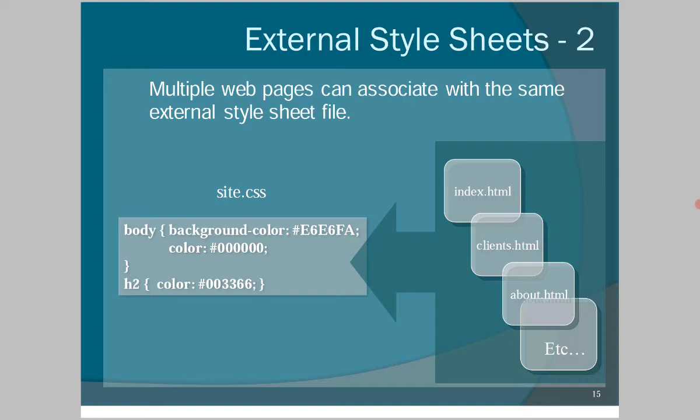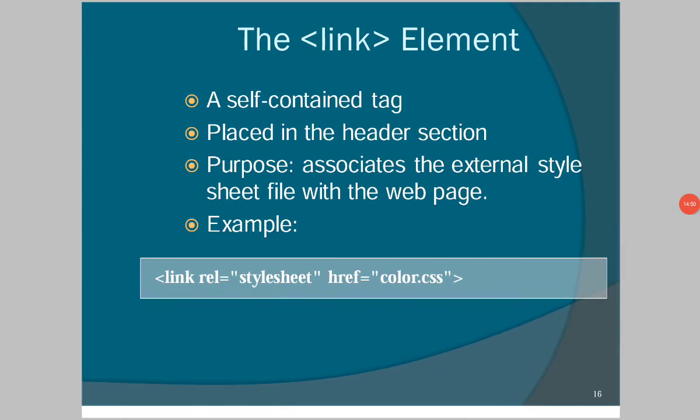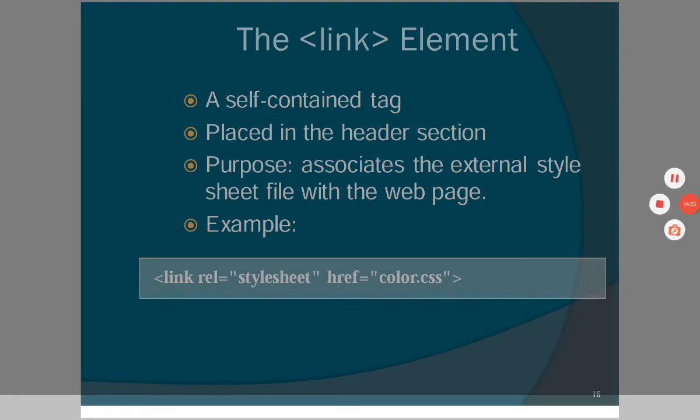So body, background color, some colon, some code, semicolon, color, colon, some code, bracket close, h2 bracket open, color, some code. So generally these types of external style sheets are applied to index files, clients sheets, about, etc.